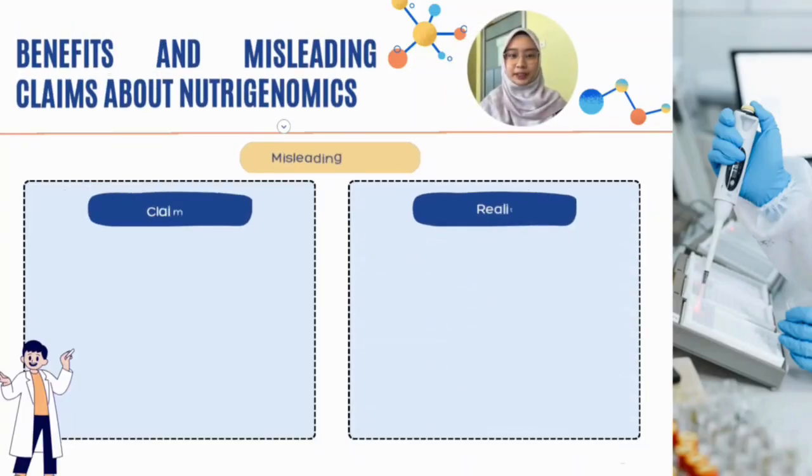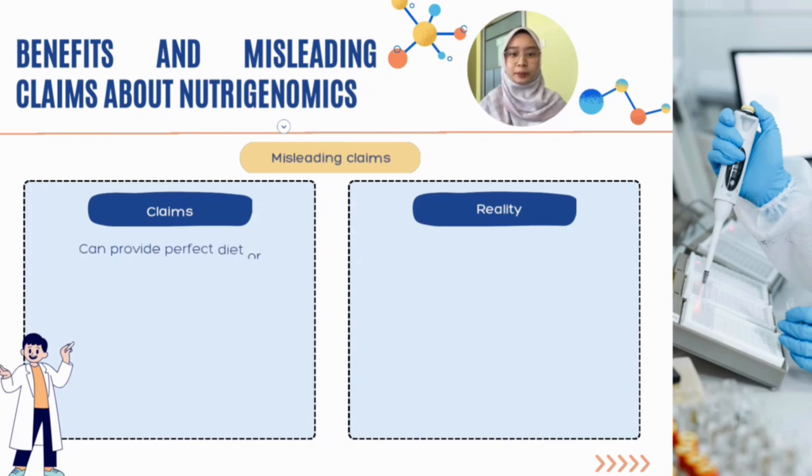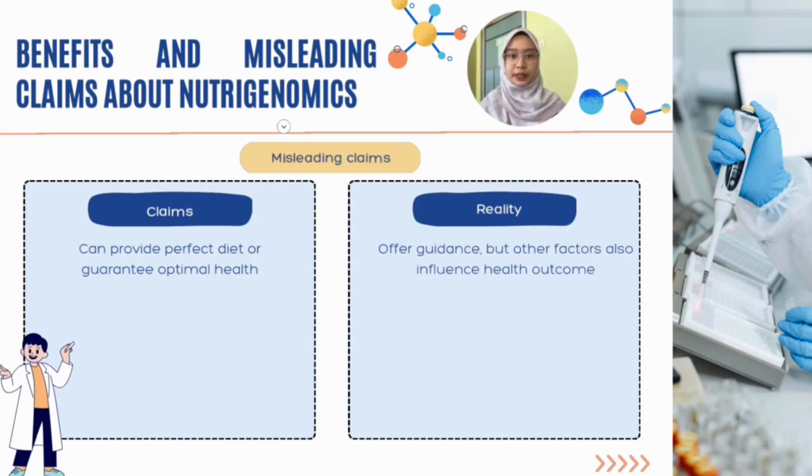There are common misleading claims about nutrigenomics. First, some claim DNA testing can provide a perfect diet or guarantee optimal health. In reality, while it offers guidance, factors like lifestyle, environment, and gut microbiota also influence health outcomes.